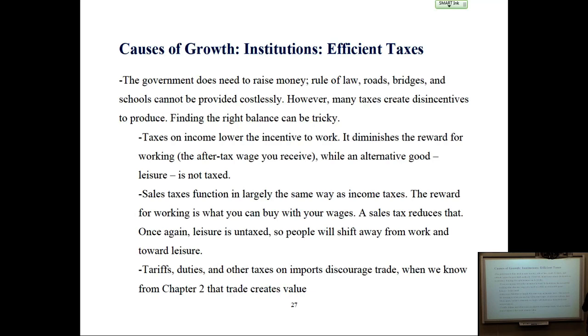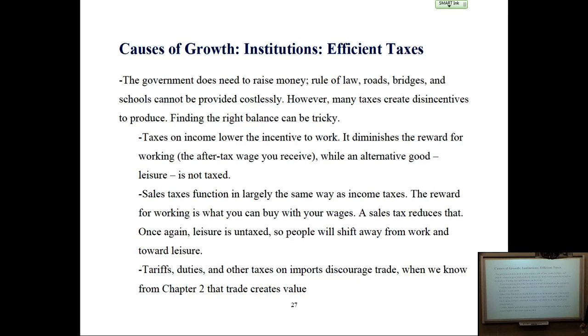Now, what you've got to balance that against is the fact that many of these taxes that raise money for these important things can also weaken the incentives for growth. There are lots of different kinds of taxes out there. I'll go through some of the most common kinds and see how they diminish the incentives to produce and to grow.